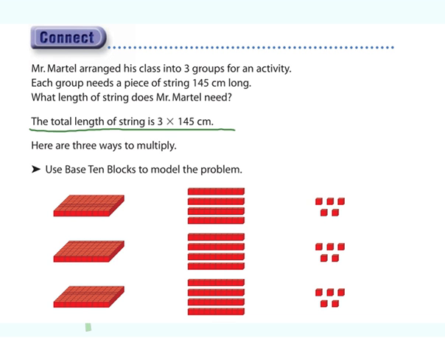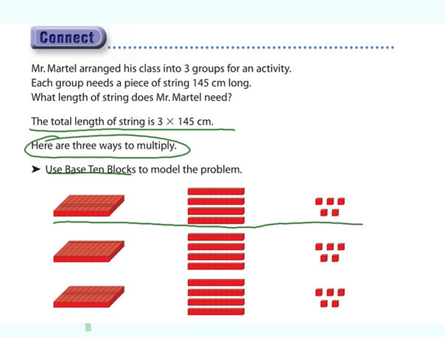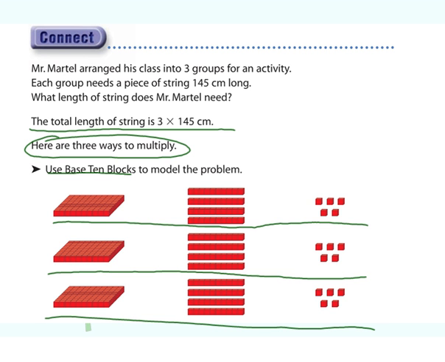Well, they're going to teach you 3 ways to multiply. You can use base 10 blocks. So here they've represented 100, 4 10s, 5 1s, so 145, 3 times. So how many is that? Well, first we count up the 1s. 5, 10, 15. There's 15 1s. So we can add another 10 here. So how many 10s are there? 4, 8, 12, and then one more is 13.